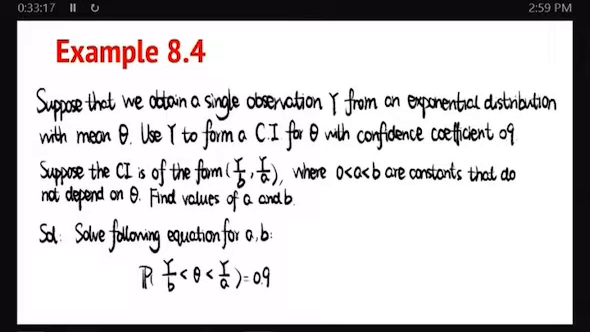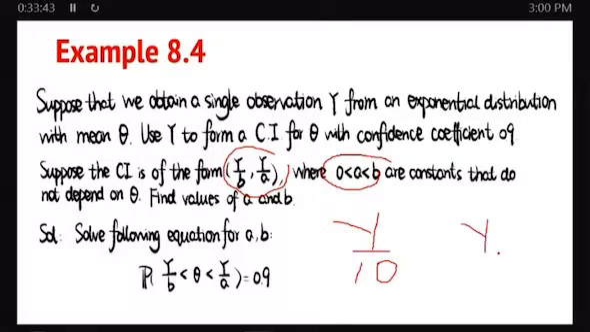Now suppose that the confidence interval is of the form y over b to y over a, don't forget the random variable is y, where a is less than b, and b is bigger. Take a look at this. If I have y over 10 and y over 5, which one has a bigger denominator? The one with 10. The one that has a bigger denominator will be smaller. That's why you see y over b at one end and y over a at the other.